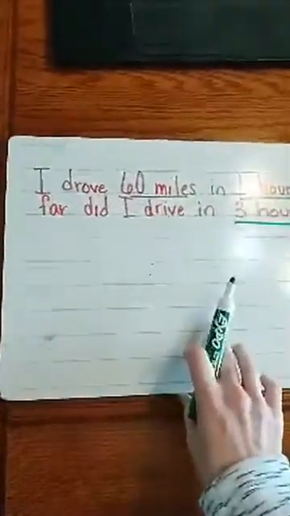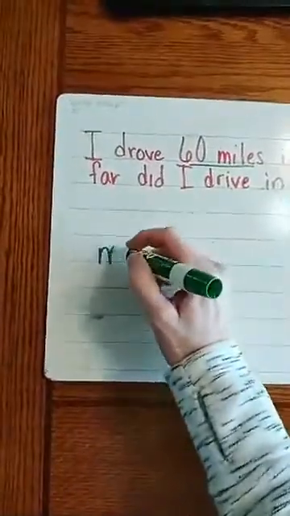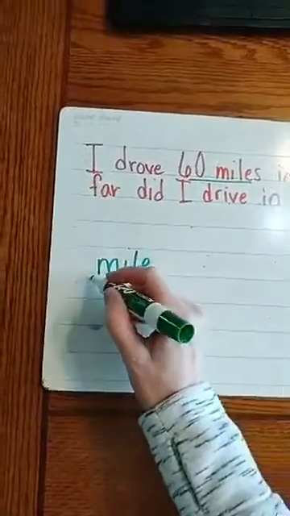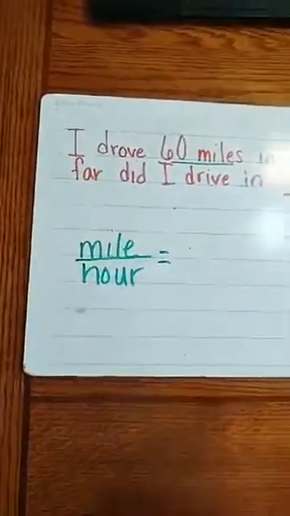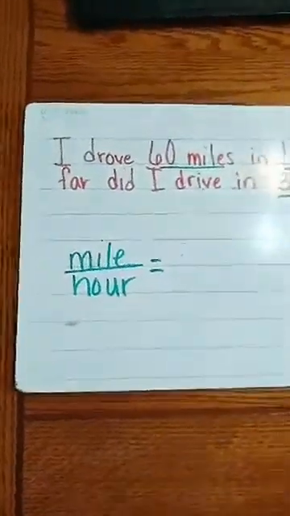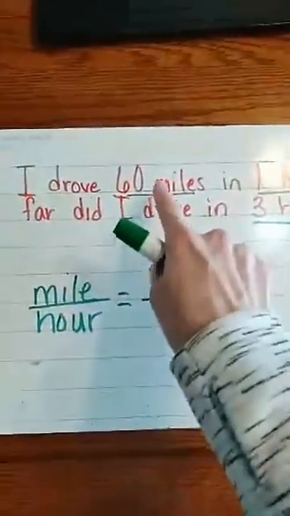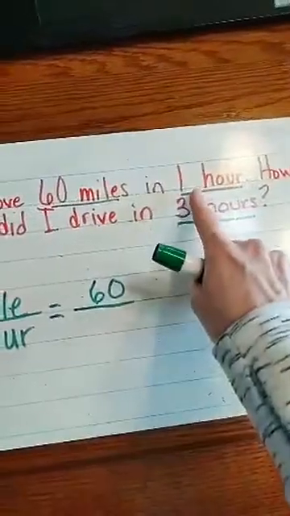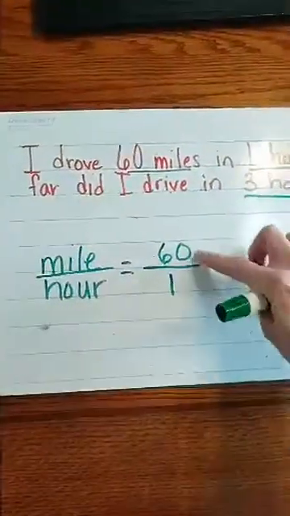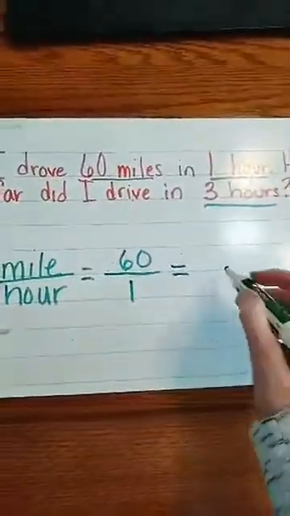I'm going to start with my words. I'm going to start with miles and hour, because those are the two words I have here, and I'm going to make that a ratio: miles per hour. Now that I have my two words in there, it's easy to set up my ratio, because I put the miles that I know, which is 60, up there. And I put the hour that I know with that, which is 1, because I went 60 miles in 1 hour. And that is going to be equal to our other one.